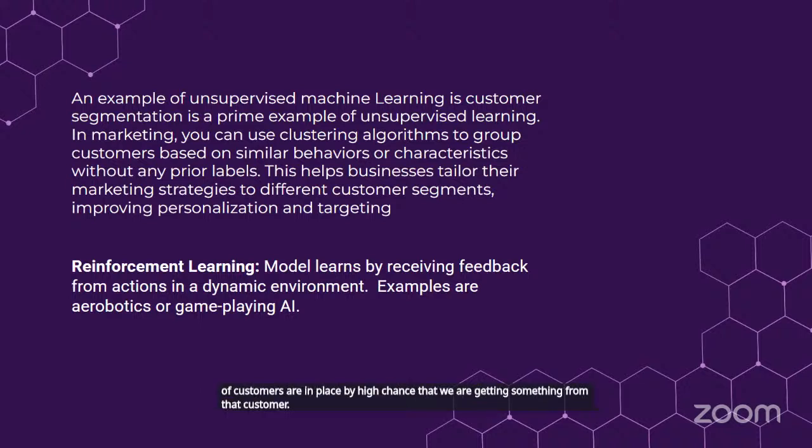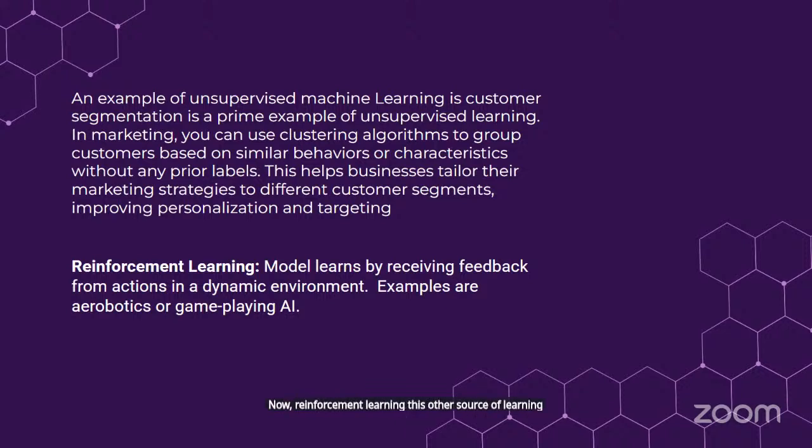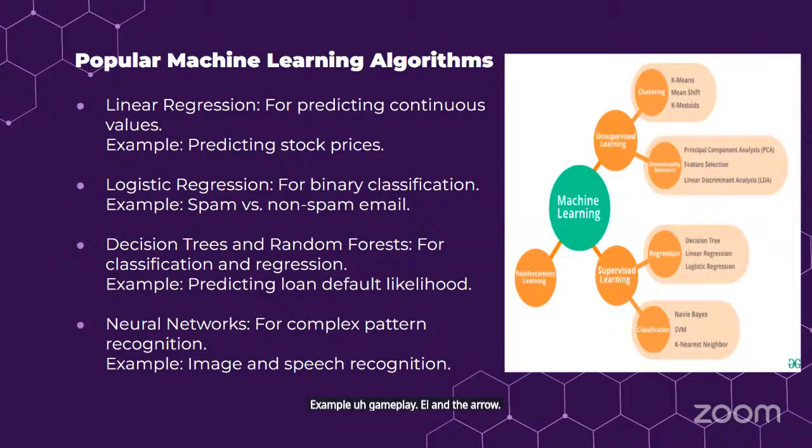Now, reinforcement learning, this is another sort of learning pattern. This model learns by receiving feedback from actions in dynamic environments. Examples are game playing, AI, and robotics.